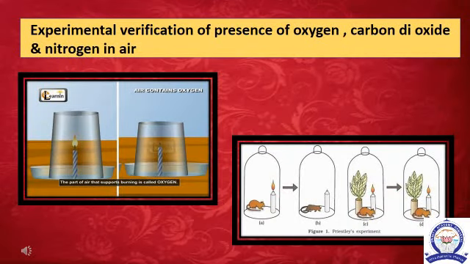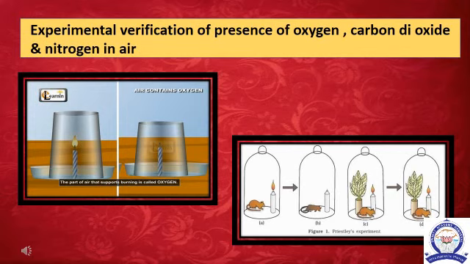Experimental verification of presence of oxygen, carbon dioxide and nitrogen in air. For a long time, until the 18th century, humans thought of air as a fundamental constituent of matter. However, an ingenious experiment conducted by Joseph Priestley in 1774 showed that air is not an elementary substance but a mixture of gases. He was also able to identify a colorless and highly reactive gas which was later named oxygen by the great French chemist Antoine Lavoisier.